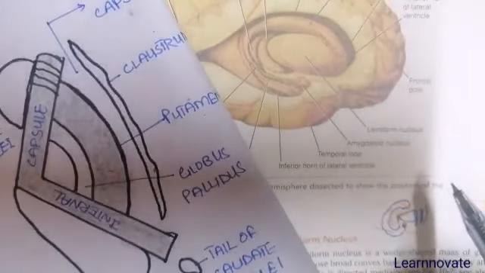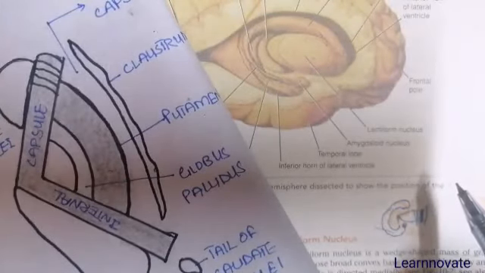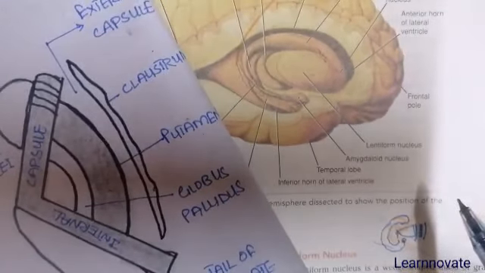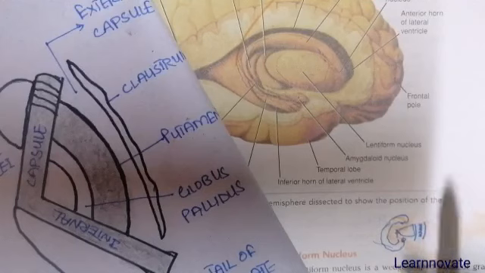So these are the important roles of the basal ganglia, and we have discussed the anatomy, including the connections, the types, the functions and the classifications. So this was all about it.